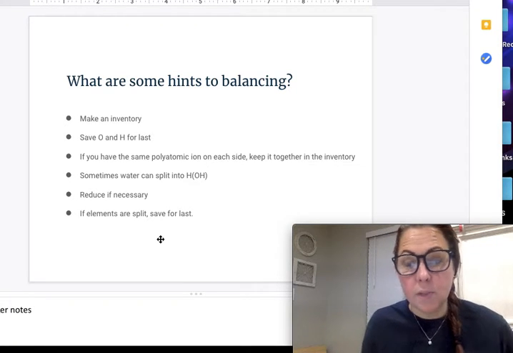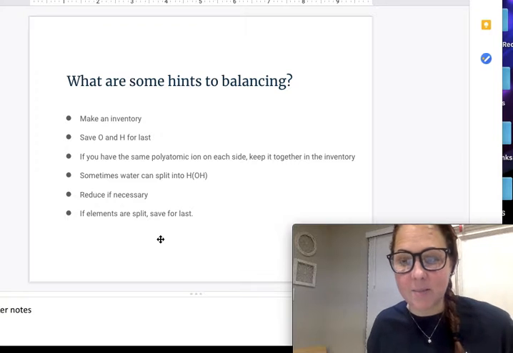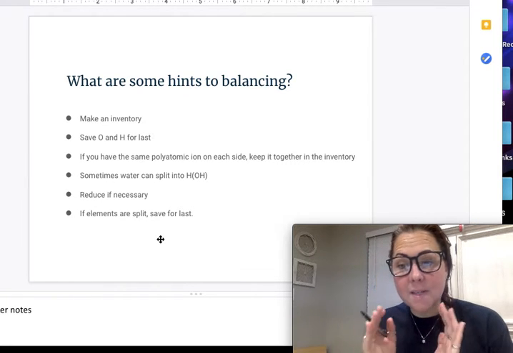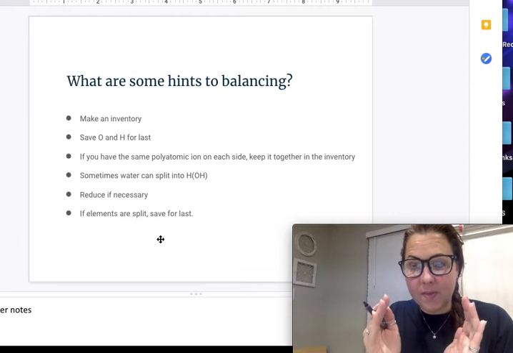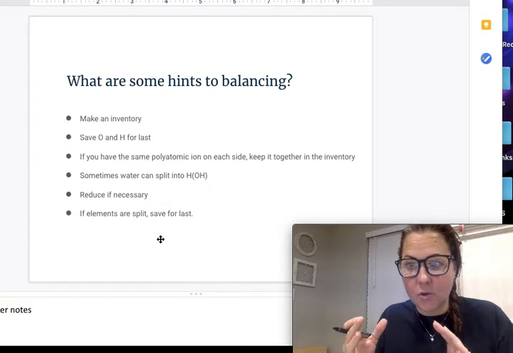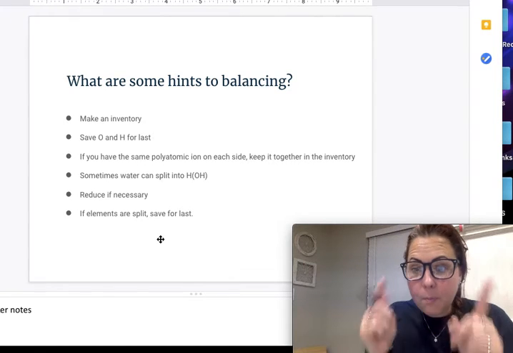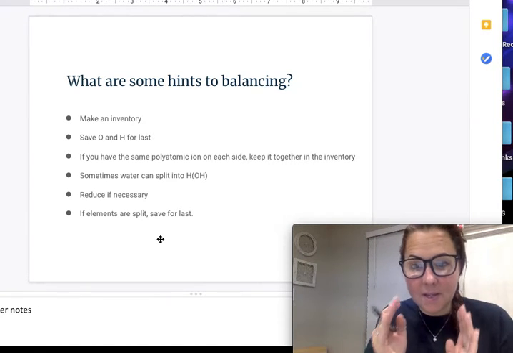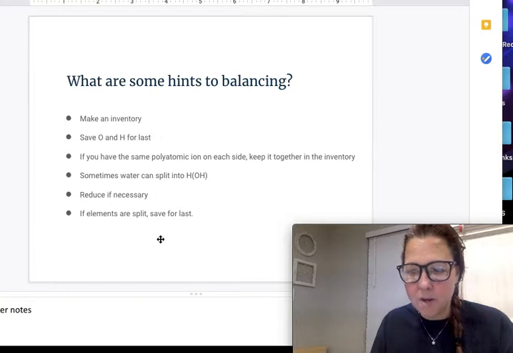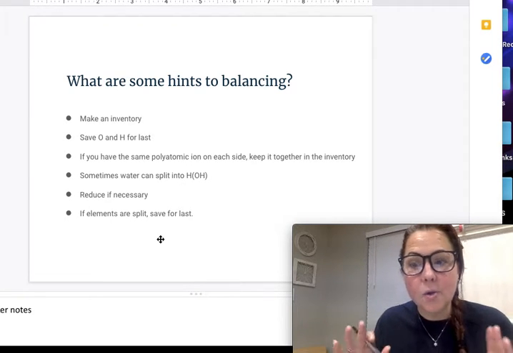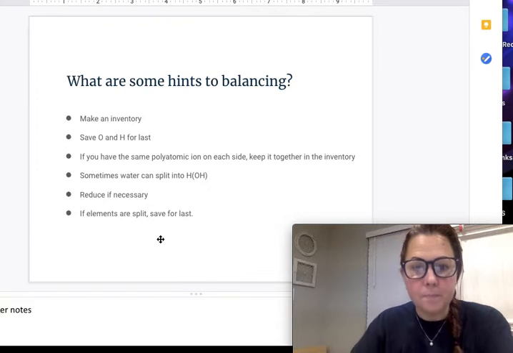The next one is really important. If you see a polyatomic ion on your reactant side and on your product side, keep it together. Even if you have to put parentheses around it, like if you have sodium nitrate and that nitrate is not in parentheses on one side, put parentheses around it to keep it together, because when you split it up, you start having to add in all kinds of numbers and it gets kind of crazy. So it just makes your life a lot easier.